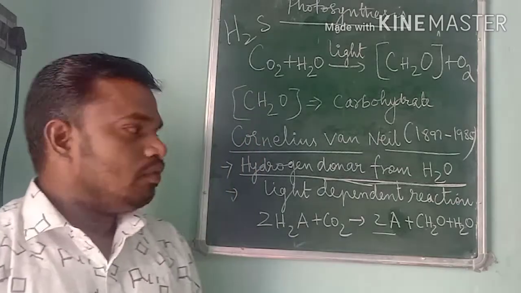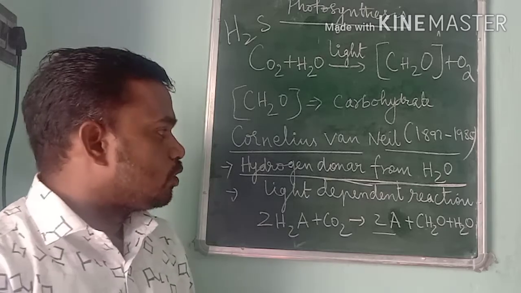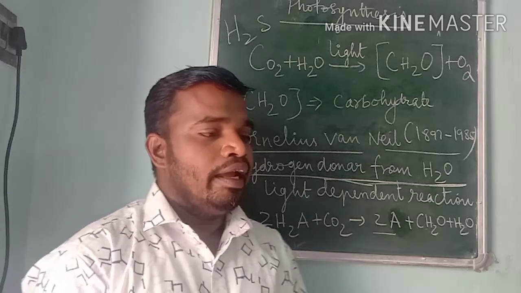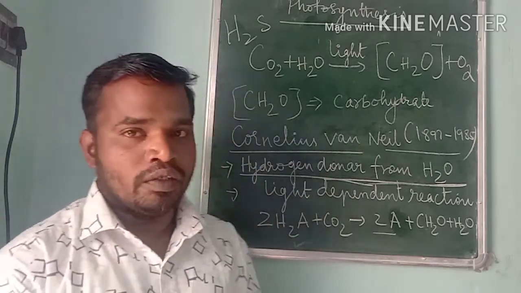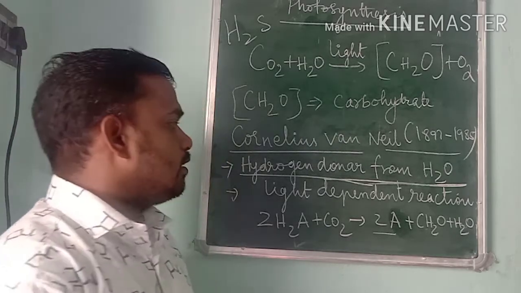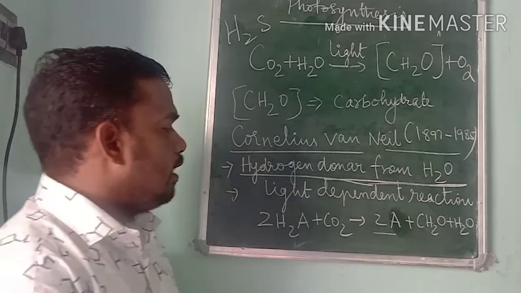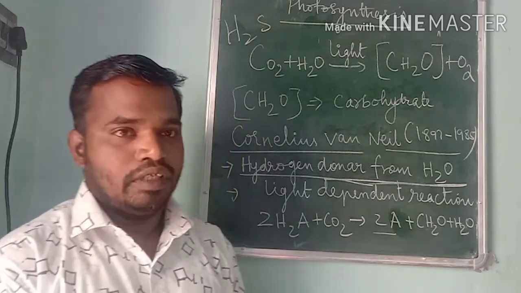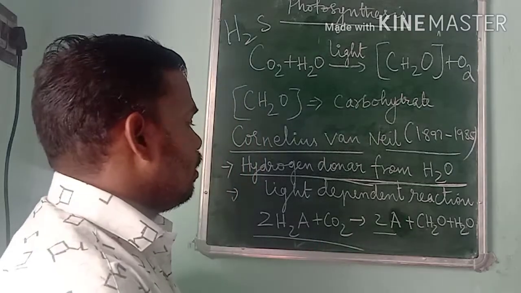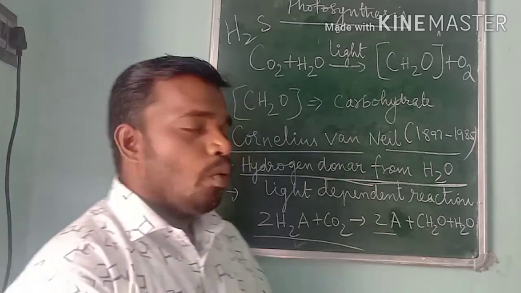It is not from carbon dioxide, and not from any other source. The source of hydrogen is solely the water molecules, not carbon dioxide or any other substance. Clear? Photosynthesis is completely a light dependent reaction. So he brought the equation 2H2A plus CO2 gives 2A plus CH2O and water molecules.